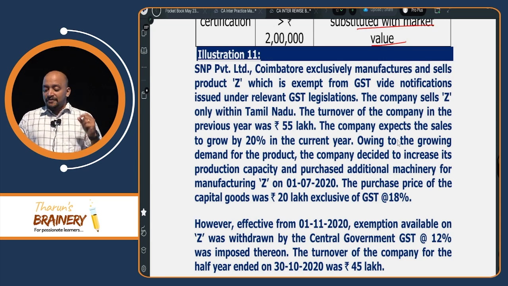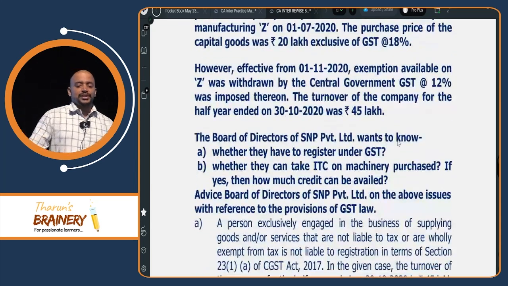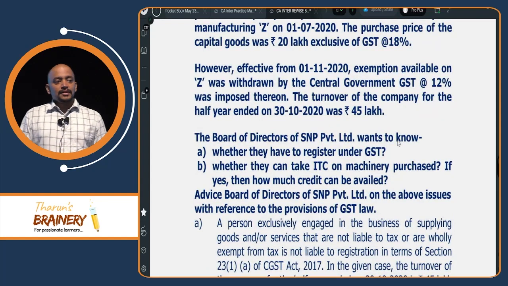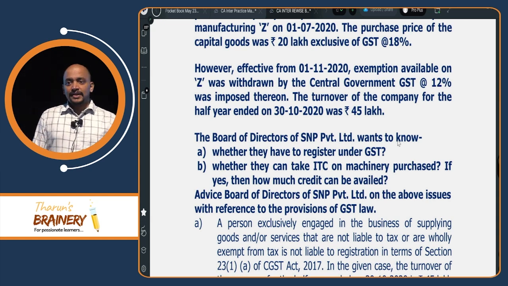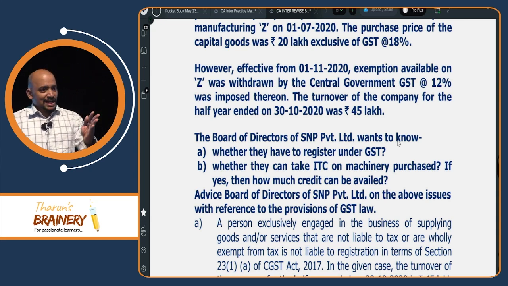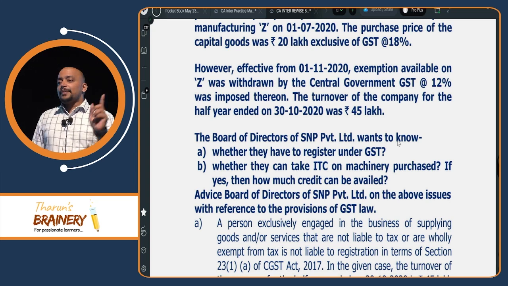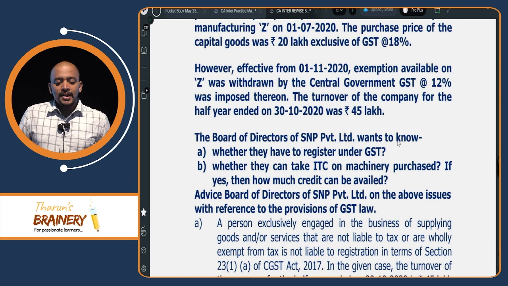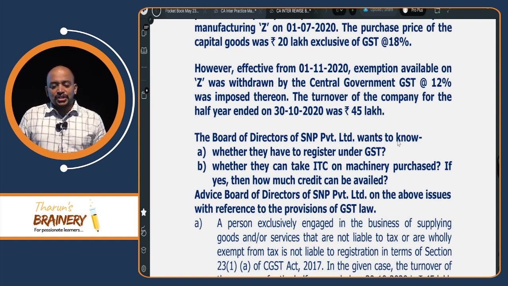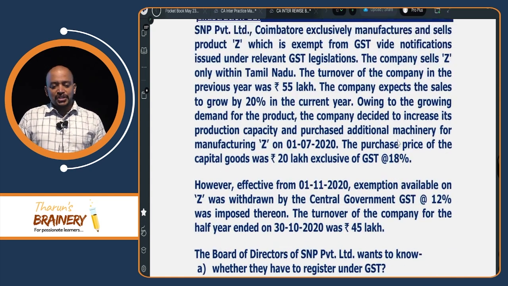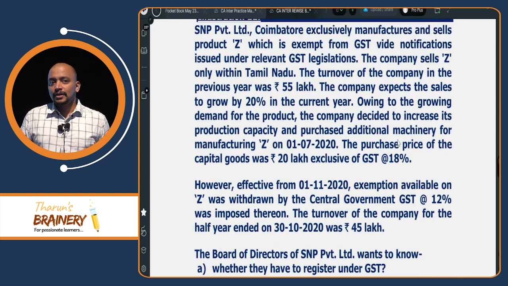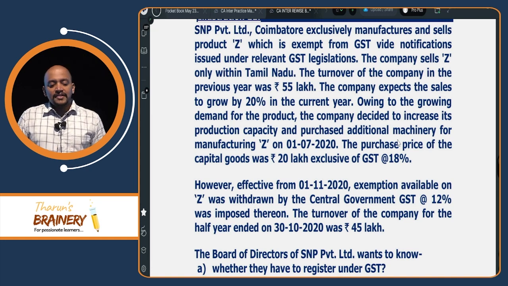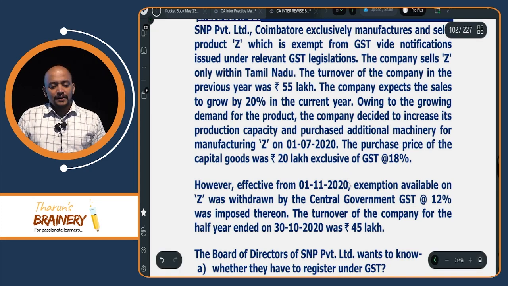So therefore, when should they make application for registration? Within 30 days. From which date? 1/11. Why 1/11? Because 1/11 they are liable to get registered. From that date, within 30 days, they need to make application for registration. Now, whether they can take ITC on machinery purchased, if yes, how much credit can be availed? So, machinery purchased on which date? 1/7. And when are they getting registered?